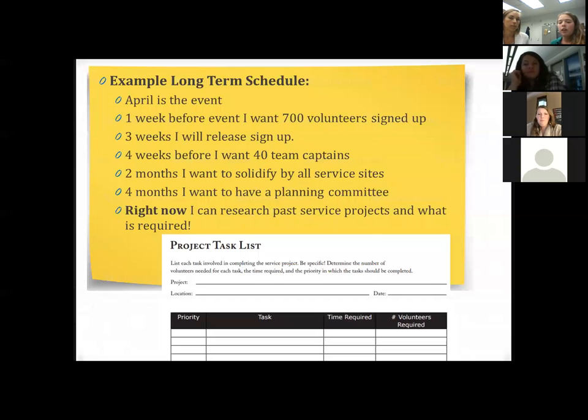Here's an example of the link to the project task list that I mentioned before. This is just an example of what that sheet looks like. It lists the different things that would need to get done, but it also prioritizes them and marks down how much time would be required, maybe how many volunteers, just so you can see overall what might be needed.